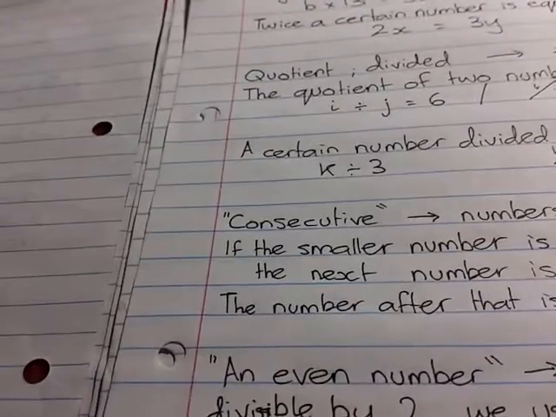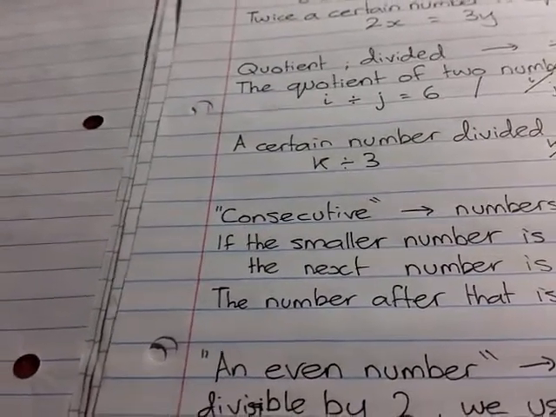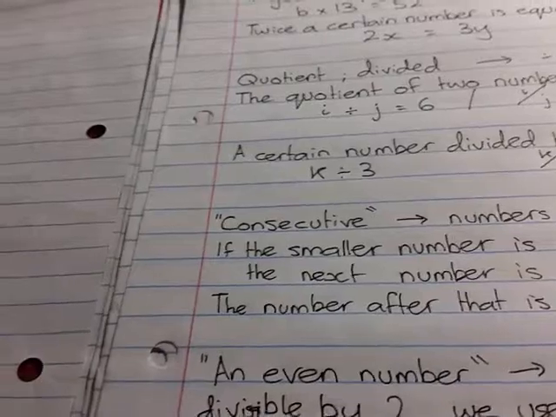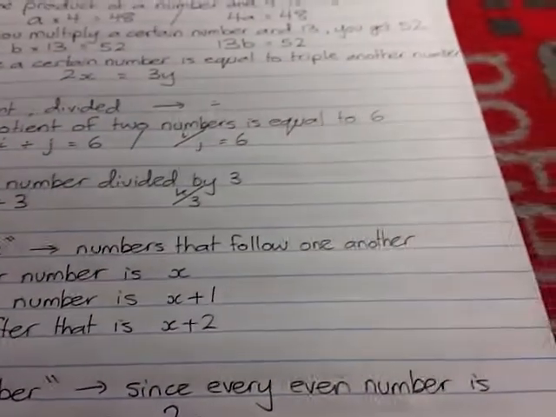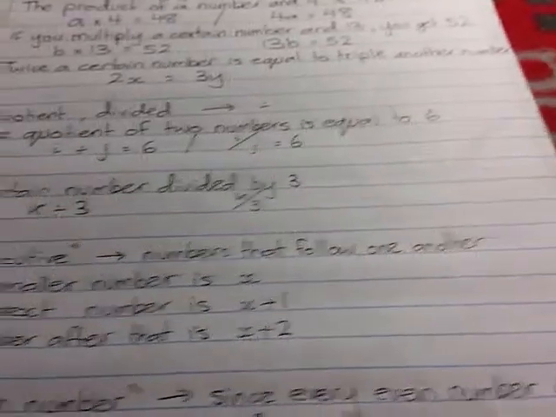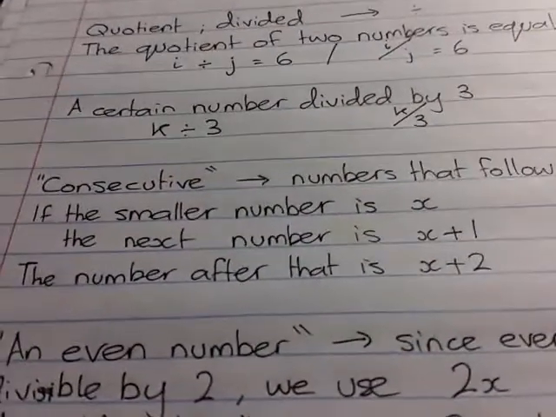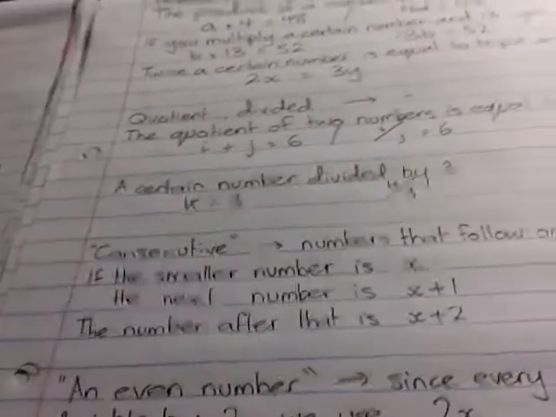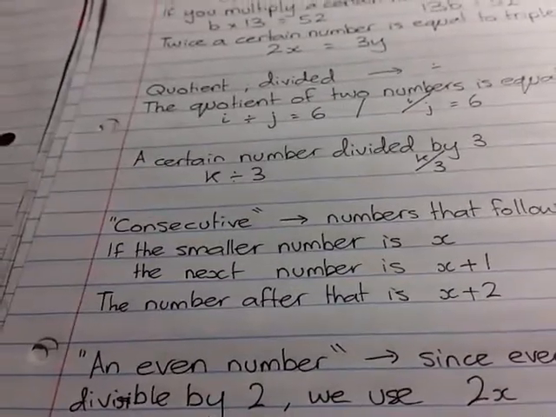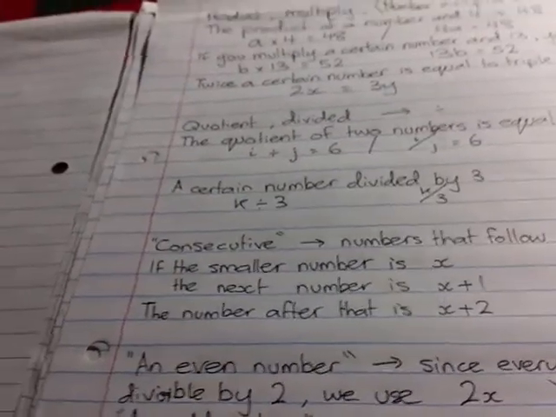Then an even number. We all know even numbers 2, 4, 6, 8, 10, and well, any number that ends in 2, 4, 6, 8, and 0. So in other words, an even number is divisible by 2. So since every even number is divisible by 2, we can actually represent it as 2x. Why 2x is because if you take any number and multiply it by 2, the result will be even. That's why we can use that.